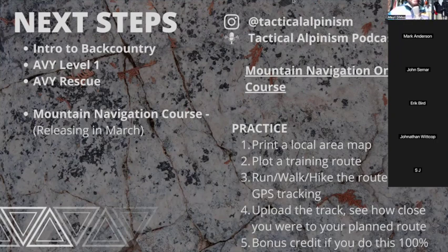And the final piece, and this is the most important one, is that bottom bit, which is go practice. If you're going to go into an area and you haven't done any route planning, grab a screenshot of that example route I planned, put those components in: a checkpoint, a route, an alternate route, a contingency route, and then go walk it. Have a GPS running, and then you can see how close you actually got to following that track cross country once you upload it. Bonus credit if you do it 100% off trail, because that just makes it harder in general.